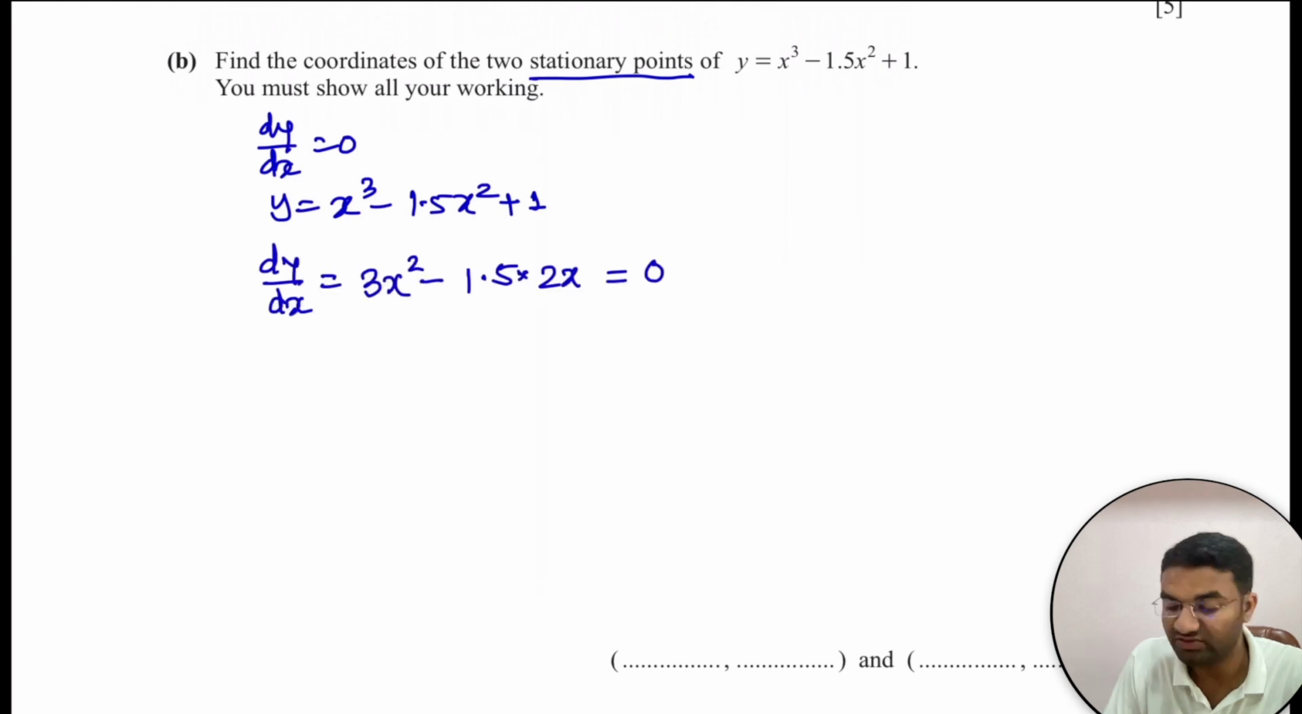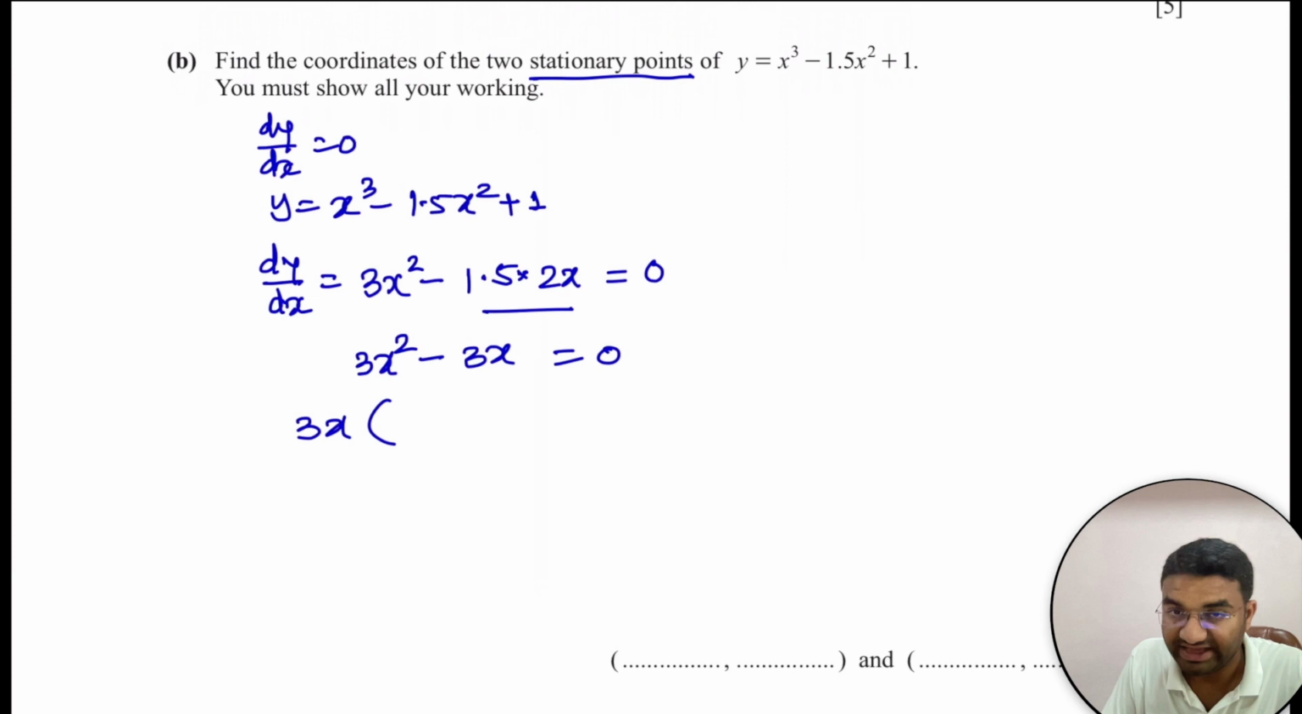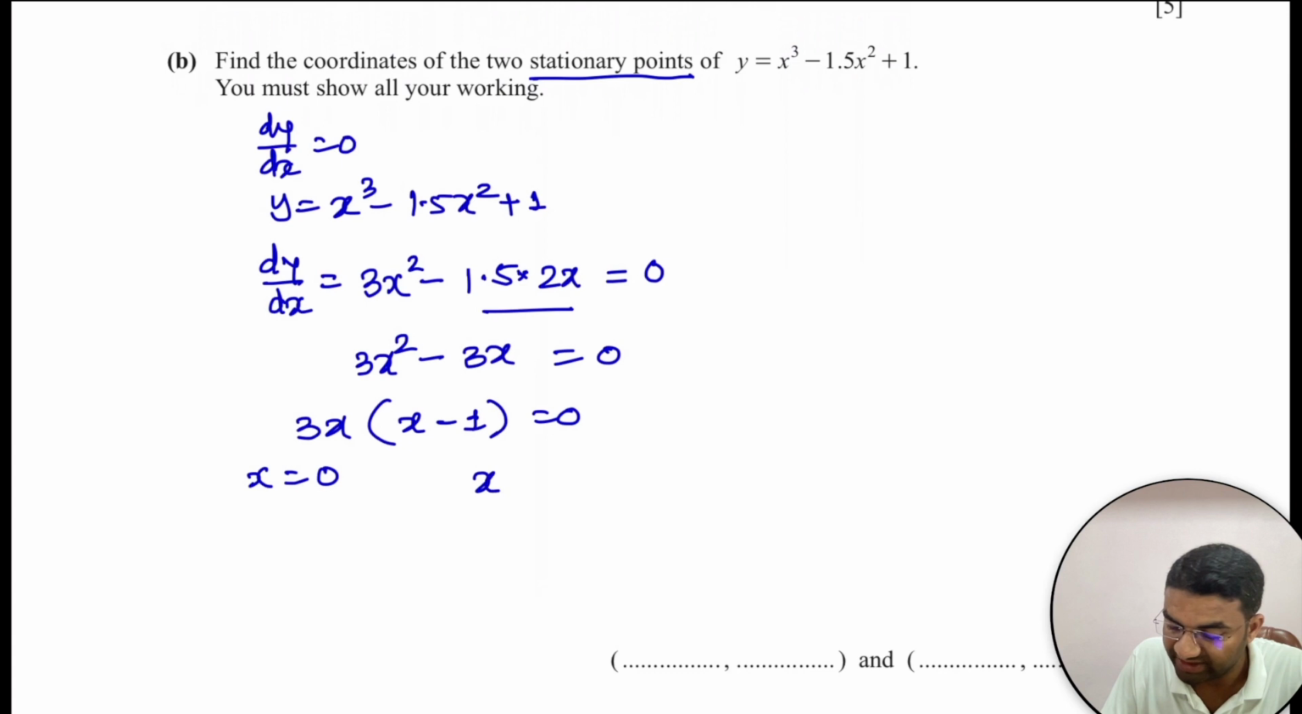We have to compare. Fine. So transfer this part to the right, or keep as it is. So here 3x square minus 1.5 times 2 is 3x is equal to 0. You can take 3x common. Take 3x common, so you are left in the bracket with x minus 1 is equal to 0. Means you can compare x is equal to 0 or x minus 1 is equal to 0. So we got two values, x is equal to 0 or x is equal to 1.